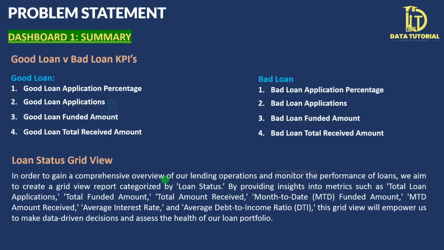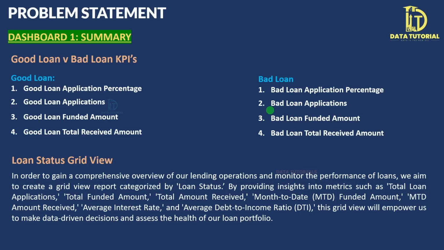So moving ahead, we have a problem statement for, let's say, secondary KPIs, which is with respect to good versus bad loans. Immediately I will give you an explanation of what a good loan is. First, they are asking us to find out the good loan percentage, good loan applications, good loan funded amount, and the good loan total amount received. The same we have to find for bad loan.